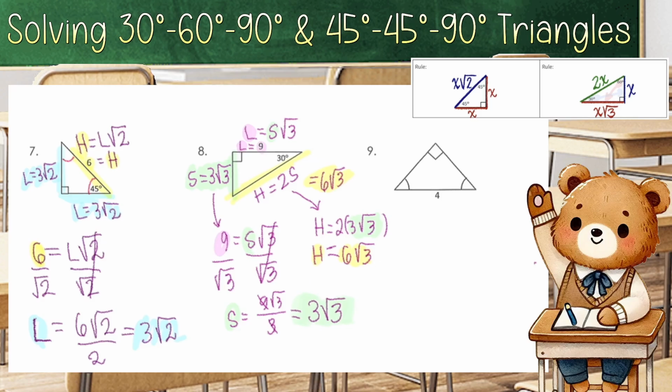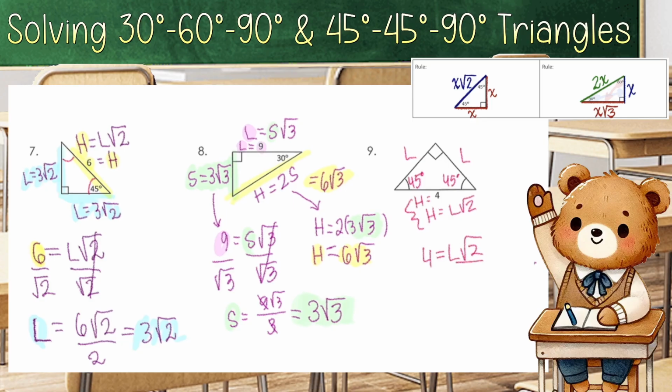And lastly here, we can deduce that this over here is also a 45, 45, 90, of course, because it's an isosceles right triangle. It's the only thing that makes sense right there. L, L, and H, but H is equal to L root 2. So I'm going to use substitution on the system of equations right over here. 4 is equal to L root 2.